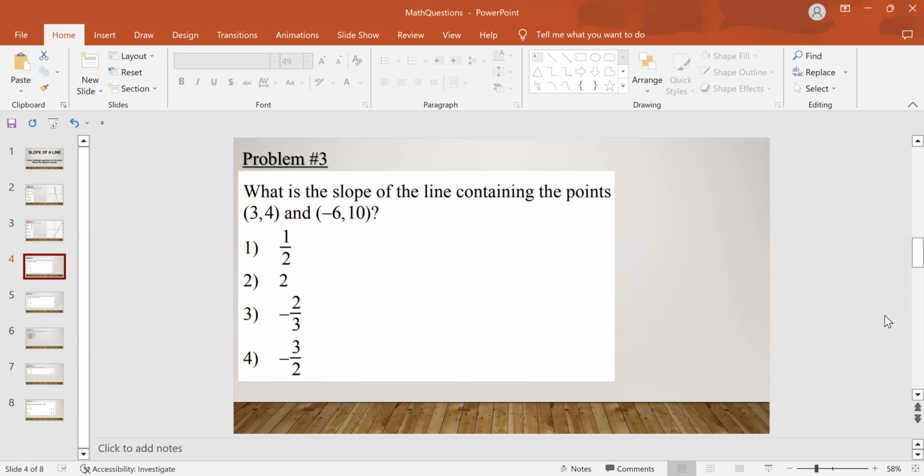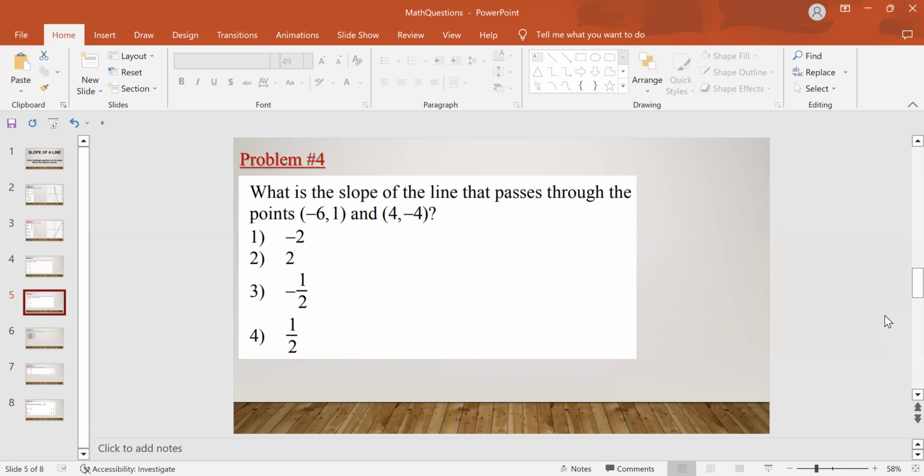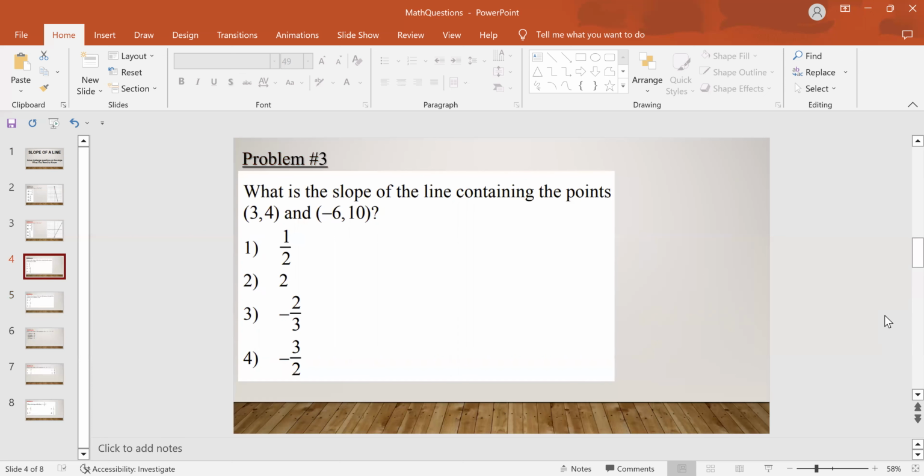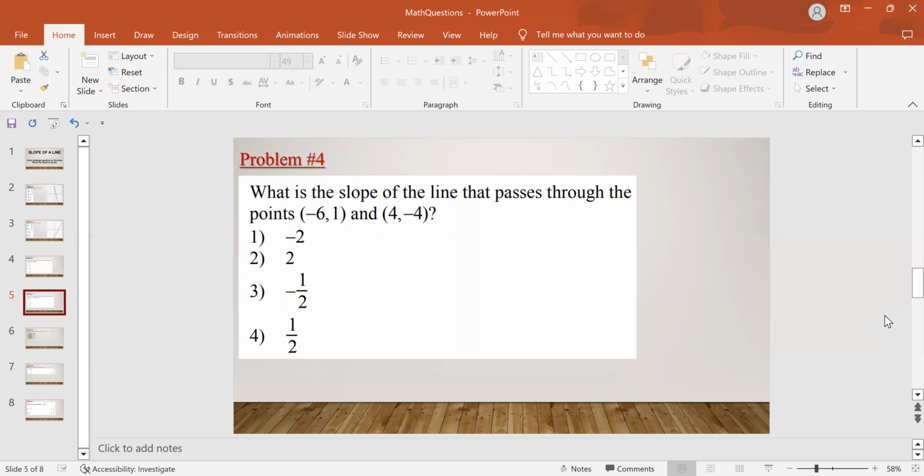Here, problem 3 is to find the slope, but they give you 2 points. So probably you're going to use a formula, the slope formula, to find the slope. Same thing here, we have 2 points to use the slope formula, but the reason we have these 2 questions is that there will be a care of sign, so plus and minus, in this calculation. Again, we'll see in a few seconds.